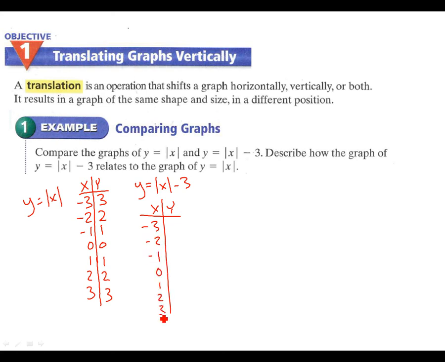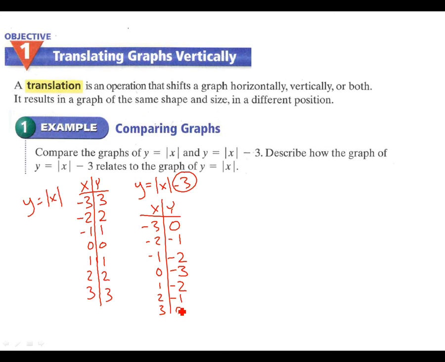So let's see what happens. The absolute value of negative 3 is 3, but then minus 3, 3 minus 3 gives me 0. The absolute value of negative 2 is 2, minus 3 gets me negative 1. The absolute value of negative 1 is 1, minus 3 is negative 2, and 0 minus 3 is negative 3. But then we're going to come back up because 1 minus 3 is negative 2, 2 minus 3 is negative 1, and 3 minus 3 is 0.